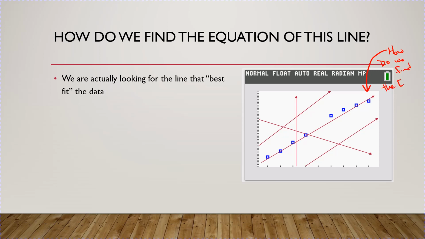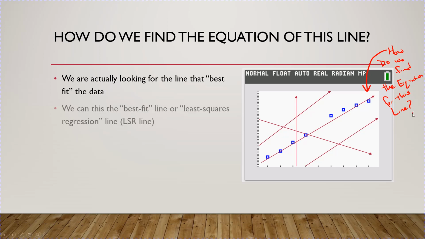So how do we find the equation for this line? All right. So we're going to use a process so we can find this best fit line by using what's called least squares regression. And we're going to use this line here to make projections.